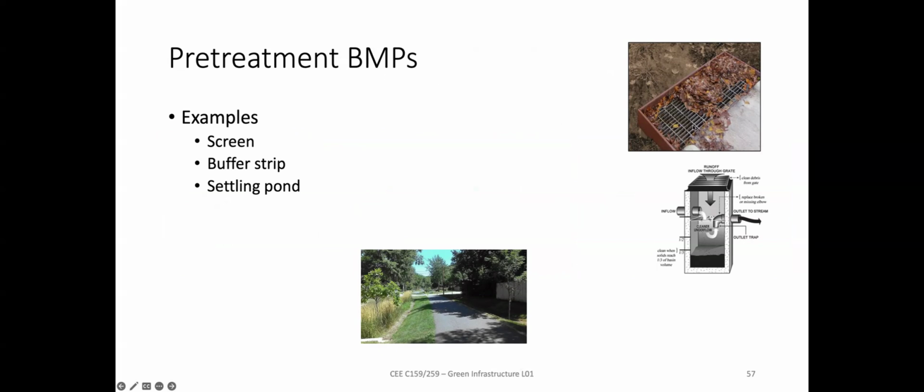For instance, this is just a trash capture device. Here you can see there's an inch-size pipe with a screen over here. These screens are designed to capture the leaves so that they don't fall into the pipe and clog it. So this is a pre-treatment BMP, where the only goal is to remove any kind of big trash or large particles or sediments.